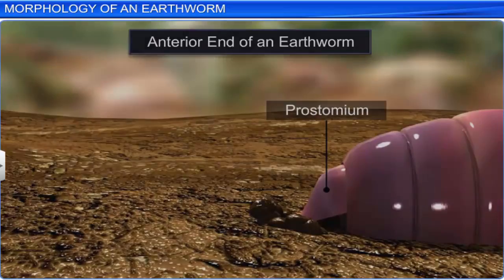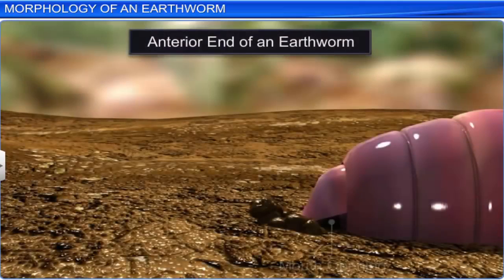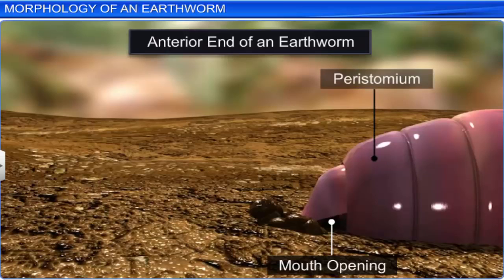The anterior end also bears the mouth, which is attached to the first body segment called the peristomium or the buccal segment. Moreover, the mouth is covered by the prostomium.